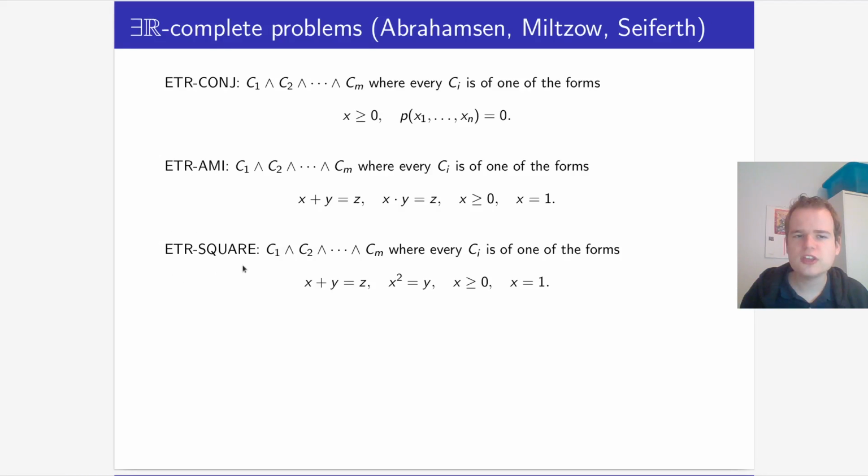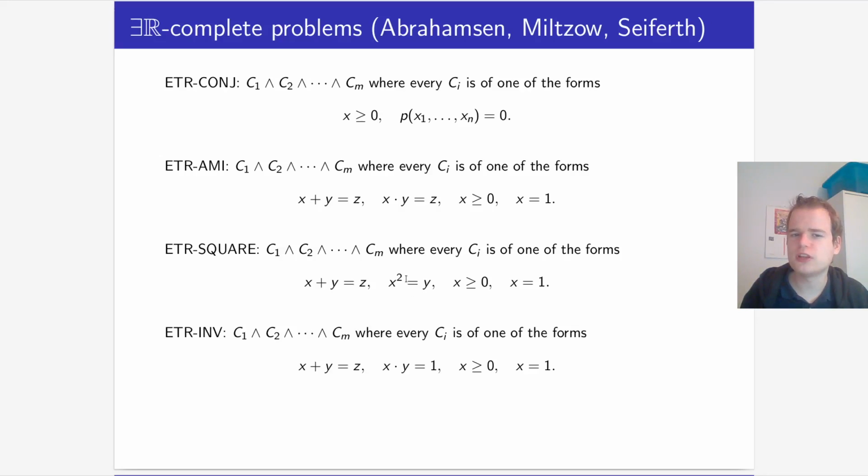So for example, there's this ETR square problem where this multiplication constraint, which involves 3 variables, can be replaced by an even simpler constraint, a squaring constraint involving only 2 variables. And it turns out this is also ER complete. And similarly we have this ETR inf, where we have a different nonlinear constraint. And all these problems on this slide are actually called continuous constraint satisfaction problems. So these are problems where an instance consists of some conjunction of constraints, where every constraint comes from some very limited set of constraints.